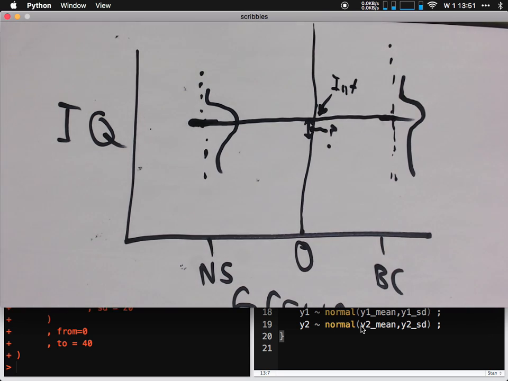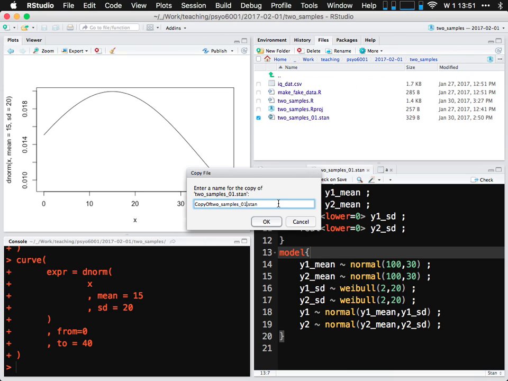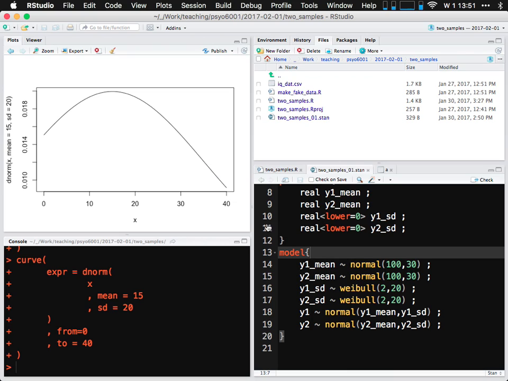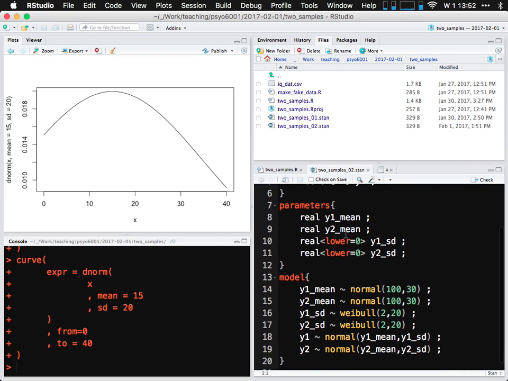So we want to take our model. I'm actually going to create a copy, 2 samples, O2. Open that one up. I can close the O1. And now, instead of Y1 mean and Y2 mean, we want intercept and diff.